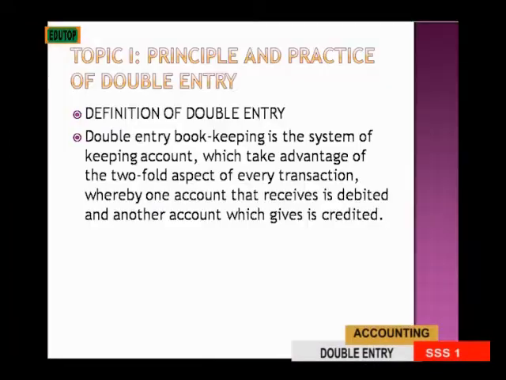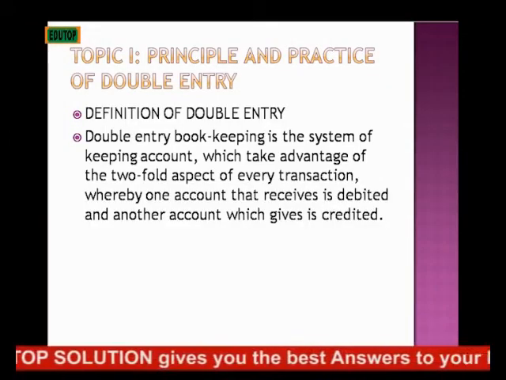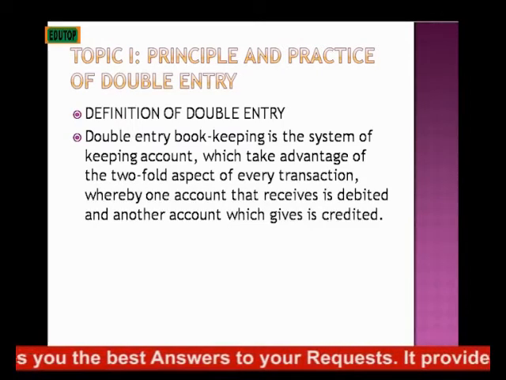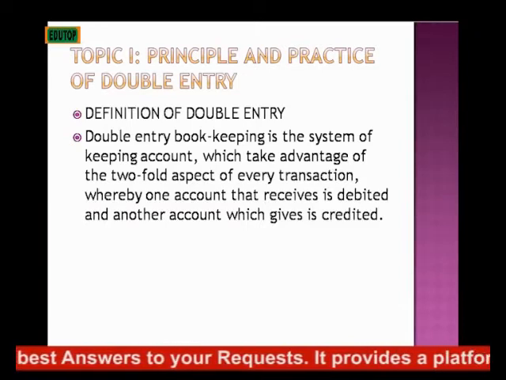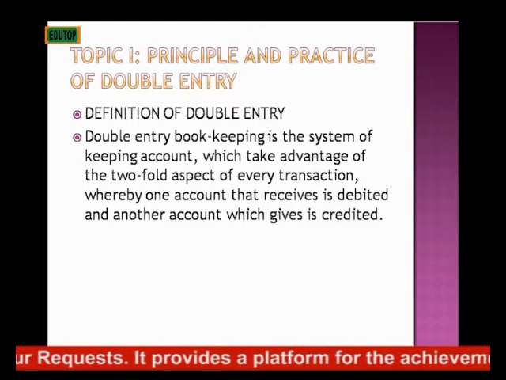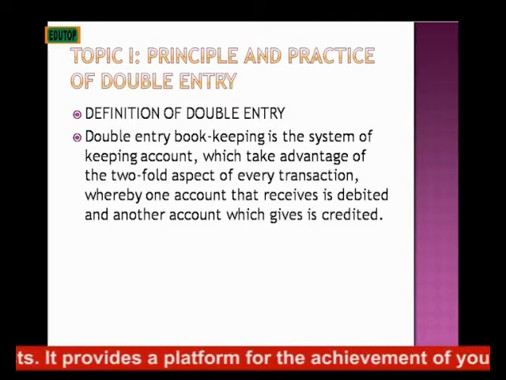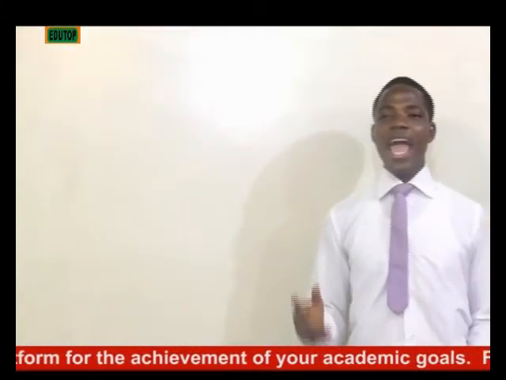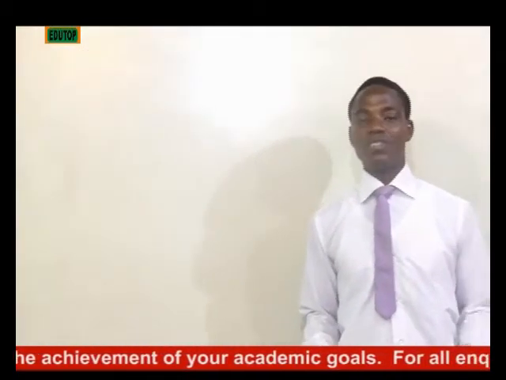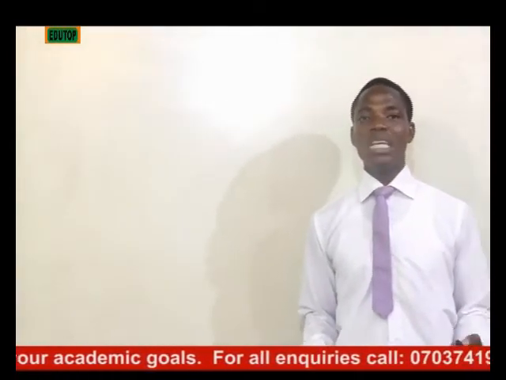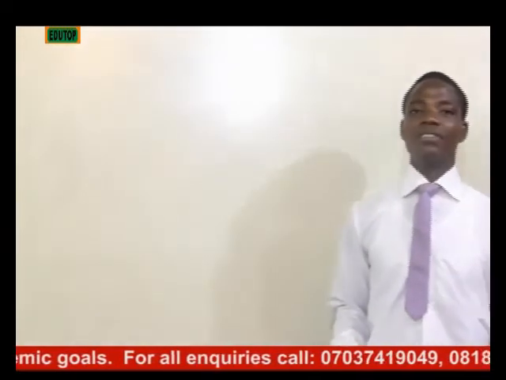What is double entry? Double entry bookkeeping is the system of keeping accounts which takes advantage of the twofold aspects of every transaction, whereby one account that receives is debited and another account that gives is credited. That means each item that is treated must have 2 accounts, two ledgers, using double entry principles.